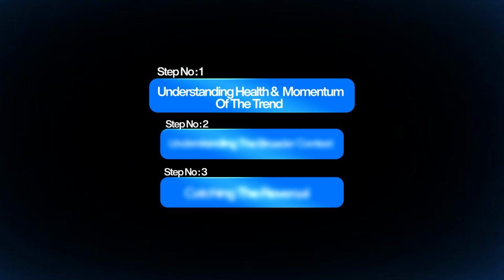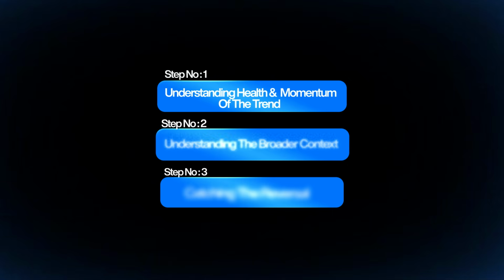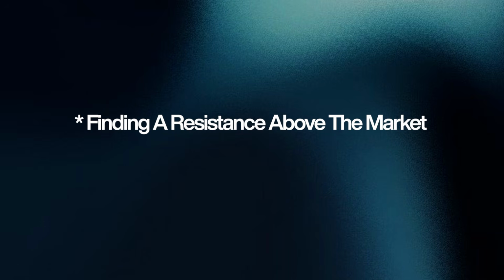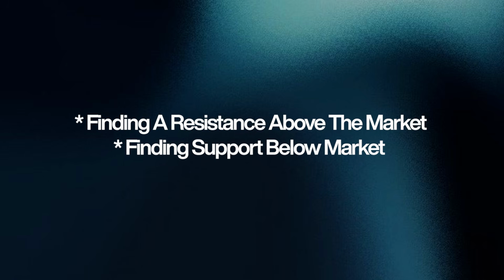And there you go. Step 1, understanding the health and the momentum of the trend will give you the first clue of a potential trend reversal happening in the market. Now, from there, I want to move on to step 2, understanding the broader context. When a trend reverses in the market, it usually has to do with something from the higher time frame pushing price either towards the downside or the upper side. Either it's finding resistance above market or finding support below market.